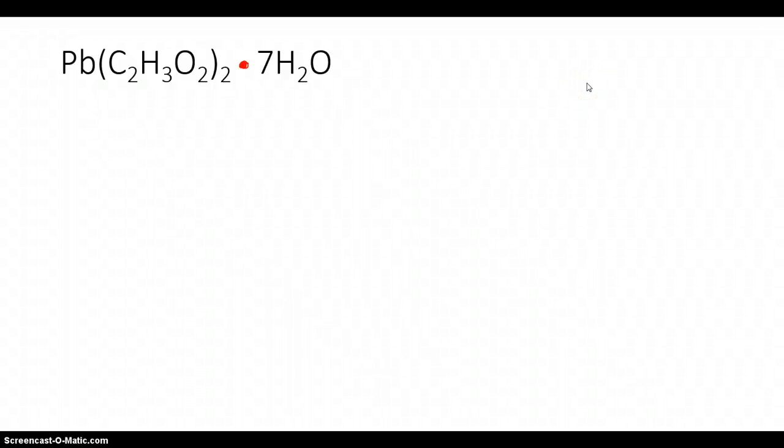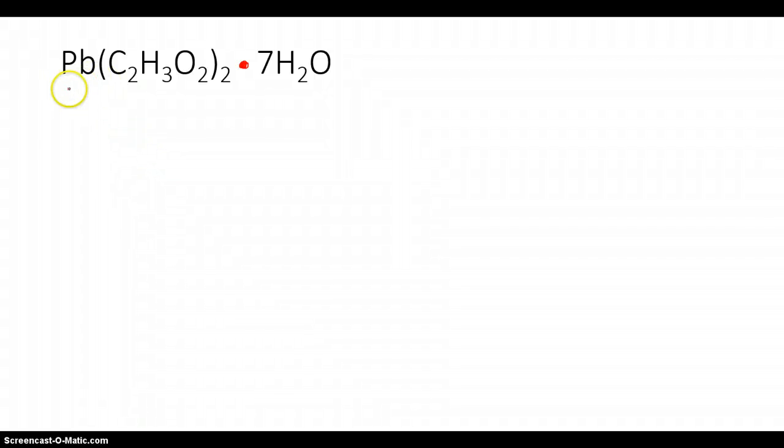This next video is going to be talking about molar mass and percent composition. So we'll start off with this chemical formula. I've given you one of the hardest chemical formulas because I think we can break it down to working on molar mass and percent composition.